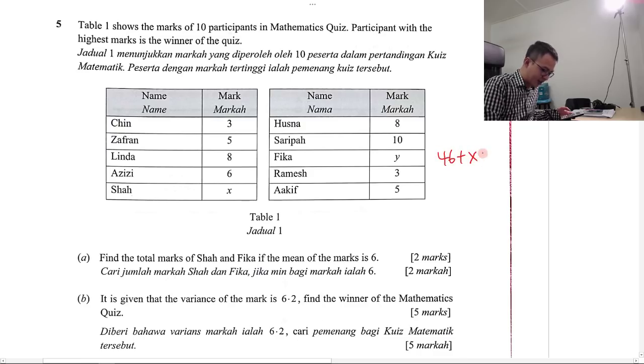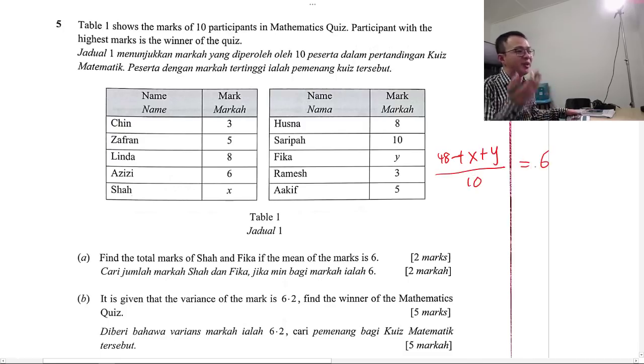46 plus x plus y. Alright, oops. Let me just add one more time. 3 plus 5 plus 8 plus 6 plus 8 plus 10 plus 3 plus 5. It is 48. I'm not sure why I typed it wrongly just now. Should be 48 plus x plus y, over 10 students should equal 6, because this is how we get a mean of 6, right?